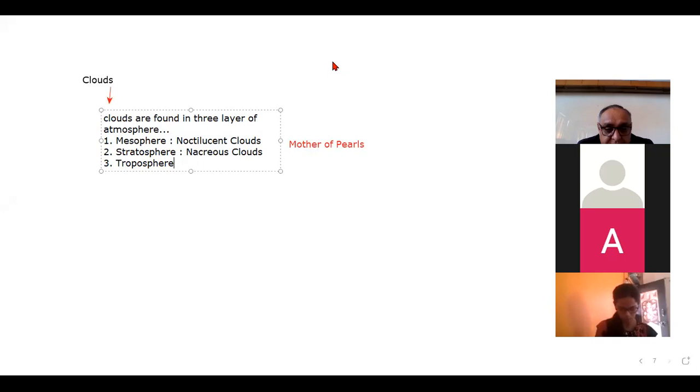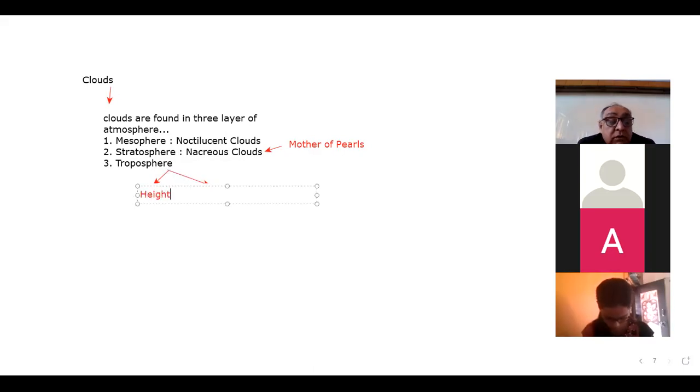Now the next thing is that the classification of clouds in the troposphere can be done on two bases. One is the height, that is, at what height the clouds are formed. The second classification is their form, that is, their appearance. So two classifications of the clouds can be made: one on the basis of their height, and the second on the basis of their appearance.